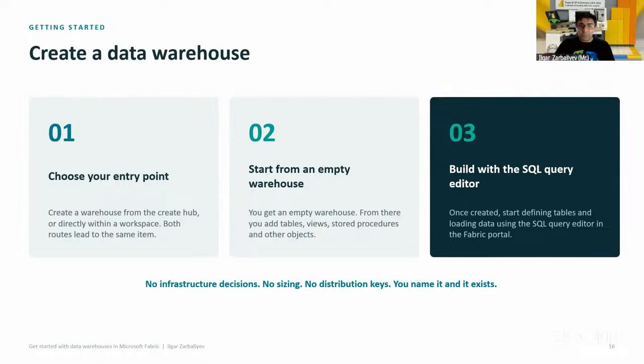I want you to note what's not on this slide. There is no step where you choose a service tier, no step where you size compute nodes, no step where you pick a distribution strategy for each table, no step where you configure storage separately. If you have provisioned a traditional MPP warehouse, you know that those decisions used to come first. They were hard to reverse, and getting them wrong was expensive. Here, you name it and it exists. Compute scales automatically and independently from storage.